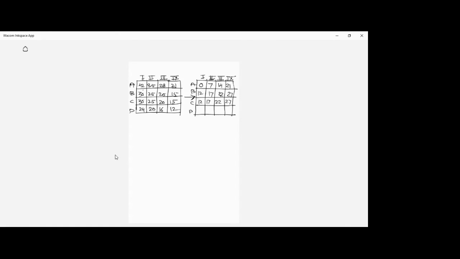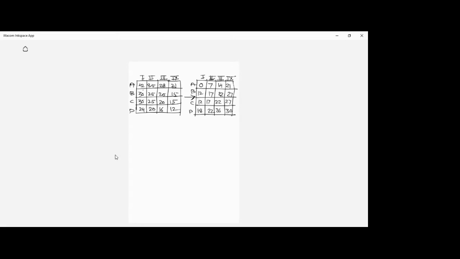And lastly, 42 minus 24 is 18, 42 minus 20 is 22, 42 minus 16 is 26, and here we have 42 minus 12, which is 30, right? So I'm hoping that all the values are correct. So let's move ahead and do this matrix calculation properly.